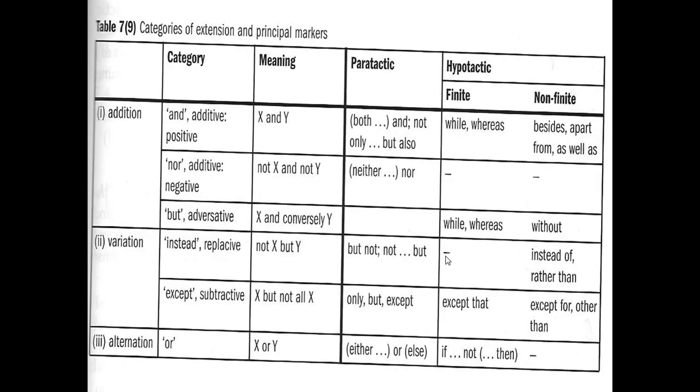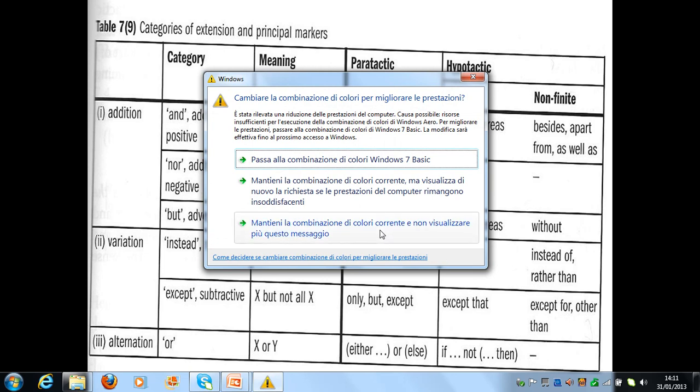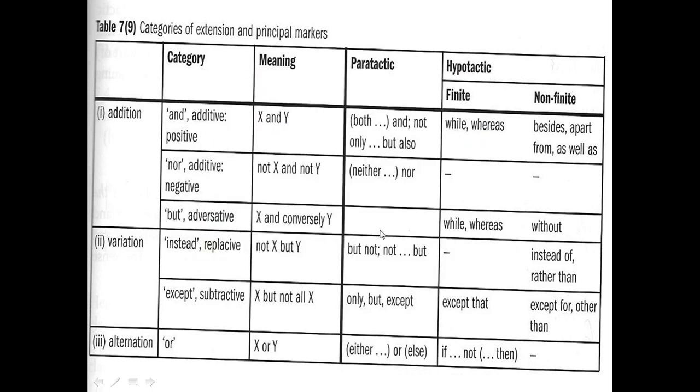Right, so this is a table that should be useful to you in order to be able to make sense of the main conjunctive adjuncts and markers of extension, okay.